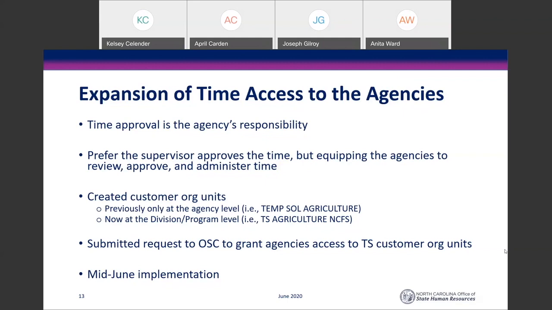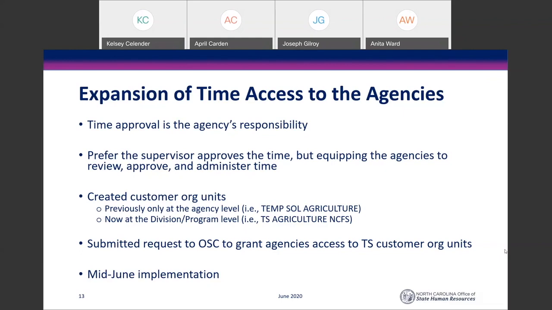What we've gone and done is created about 400 child customer org units. And these go all the way down to the customer level within the agency. So I've given another example here. Instead of just TEMP-SOL agriculture, we now have TS agriculture NCFS for the North Carolina Forest Service. So the North Carolina Forest Service time administrators will now have the ability to access just NCFS temporary solutions temporaries in Beacon because we will have the ability to give them access to just that org unit.